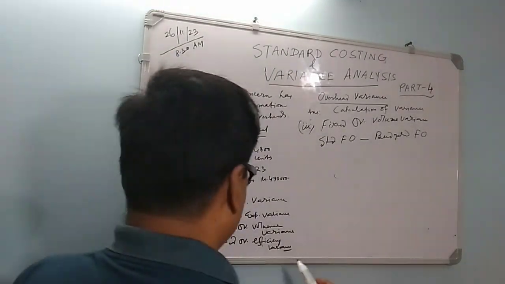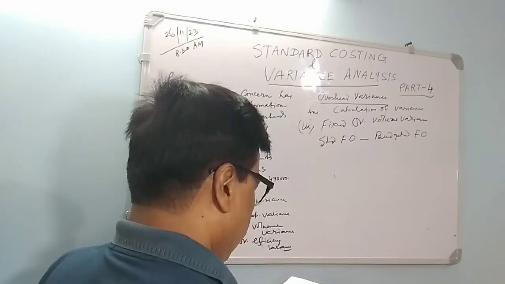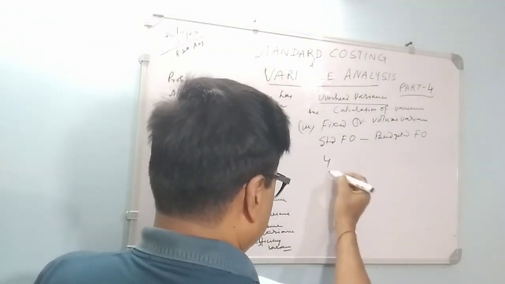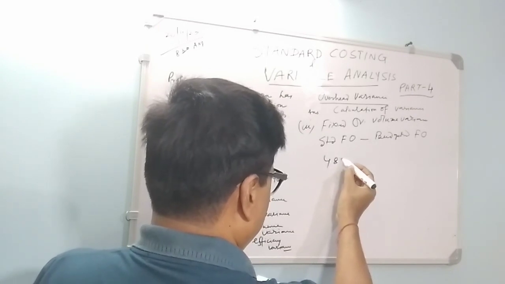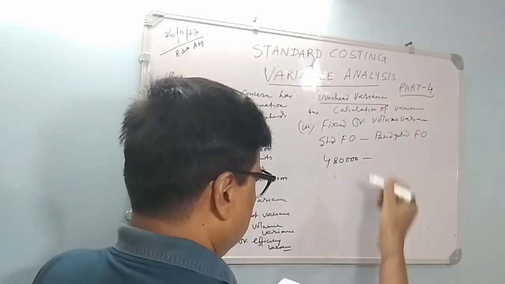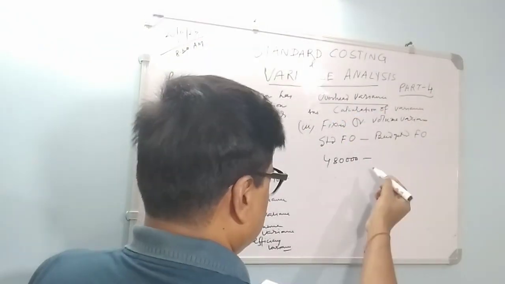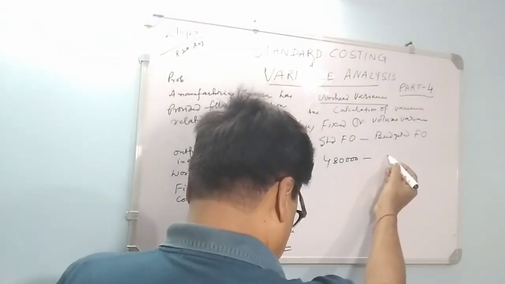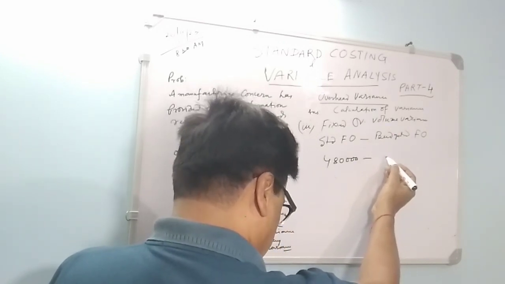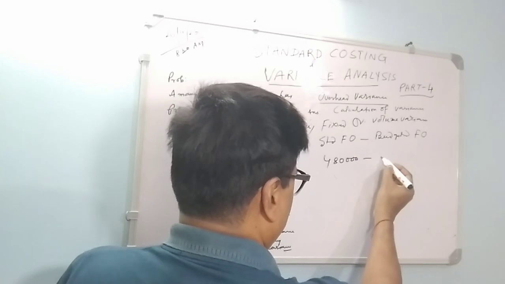So what is your standard fixed overhead? In our earlier calculations we have made it: the standard fixed overhead is 4,80,000. You remember that earlier, the standard fixed overhead is 4,80,000 and your budgeted fixed overhead is 5 lakhs.